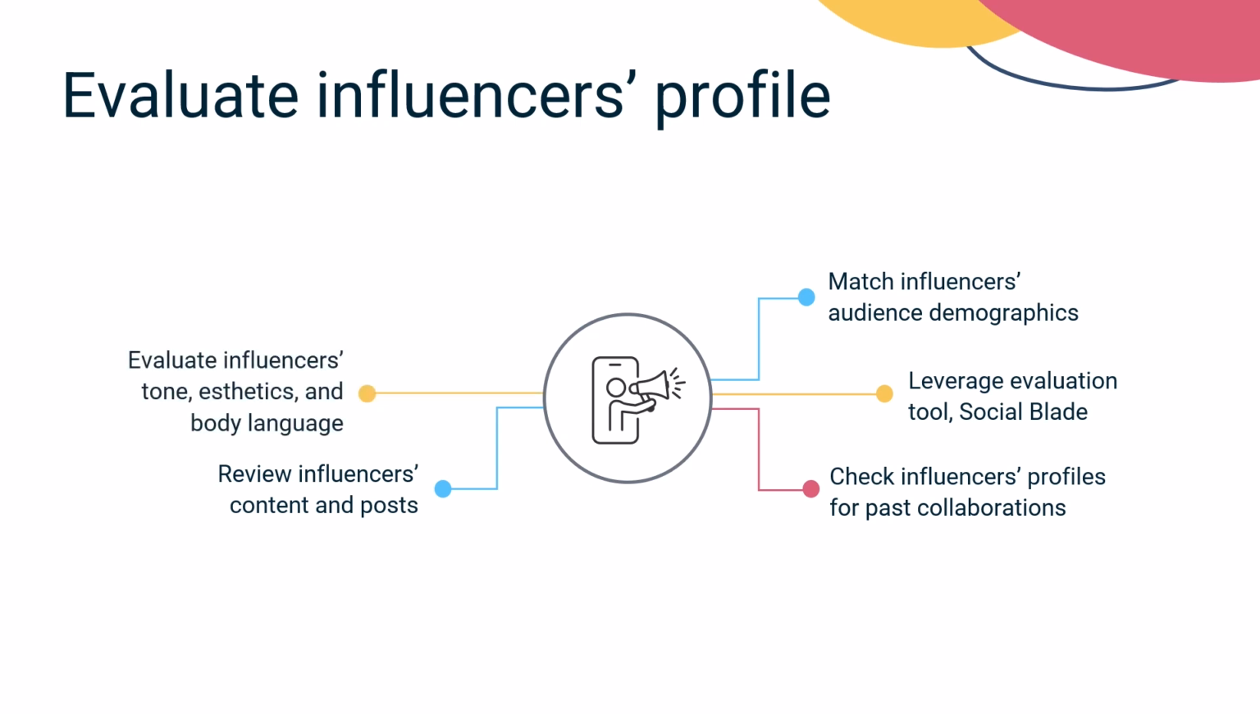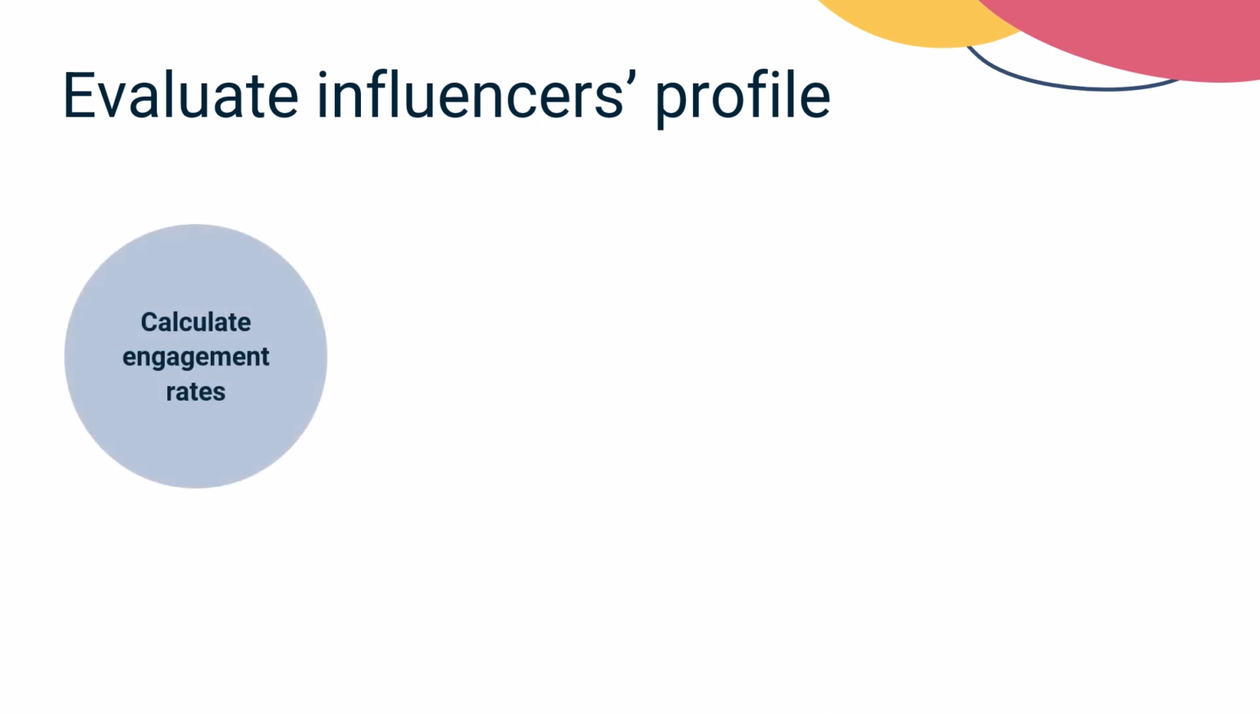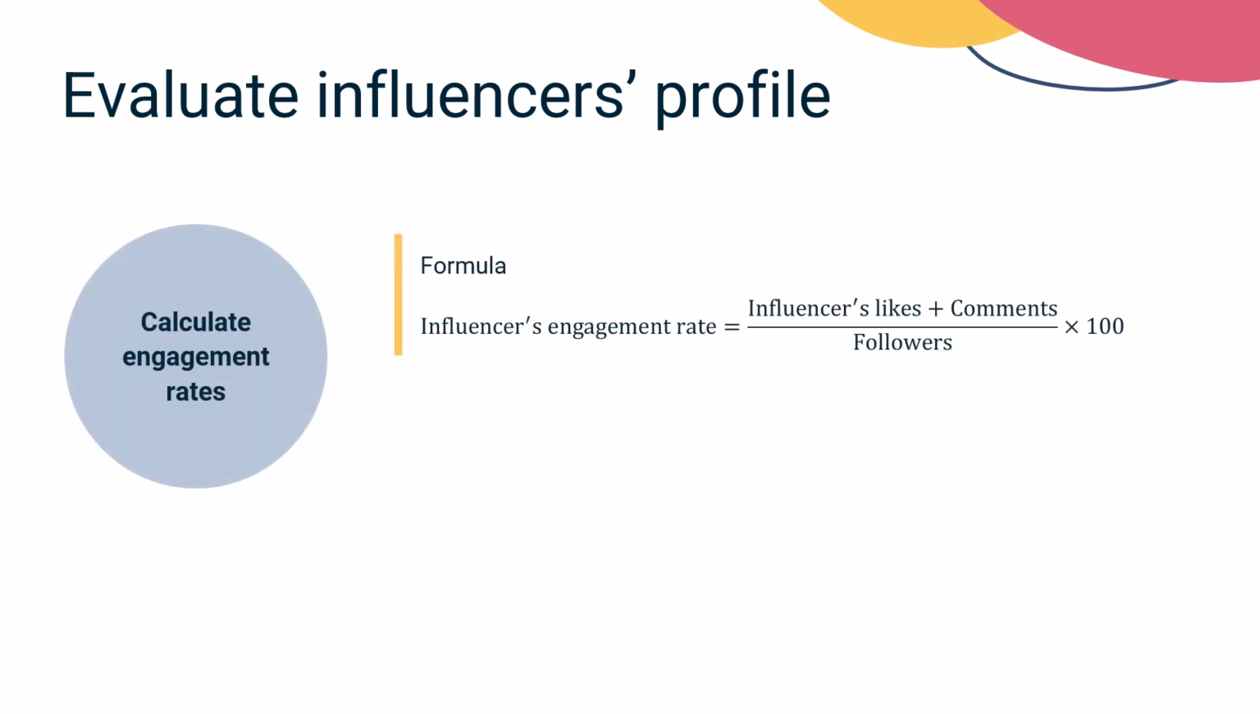Evaluate the influencer's tone, aesthetics, and body language for your brand fit. Assessing followers' comments on influencers' posts can give insights into their engagement activities. Finally, the engagement rate that an influencer has helps analyze how active or engaged the followers are. The engagement rate is the sum of total likes plus comments and shares divided by the number of followers, multiplied by 100. A high engagement rate indicates that the influencer's followers are active and respond to the influencer's post.